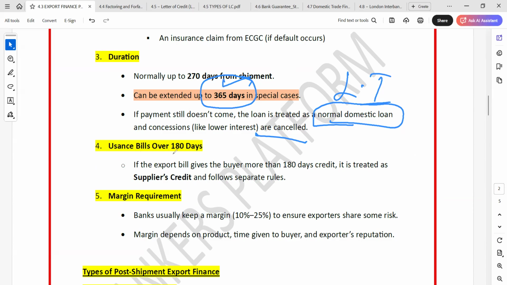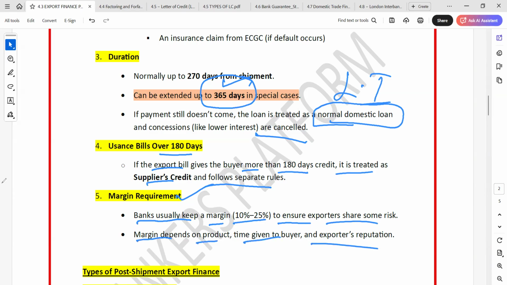Okay. So, usance bill over 180 days. If an export bill gives the buyer more than 180 days, it is treated as supplier's credit and follows a separate rule. Margin requirement: the bank usually keeps a margin like 10 to 25%. That margin is there to ensure the exporter shares some risk. The margin depends on the product, the time given to the buyer, and the exporter's reputation. So these things will matter for the margin.